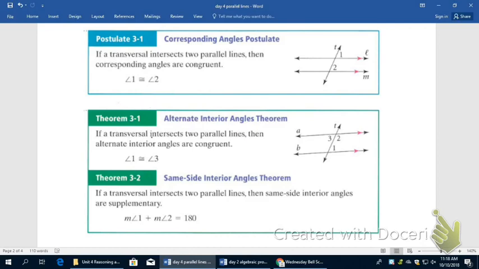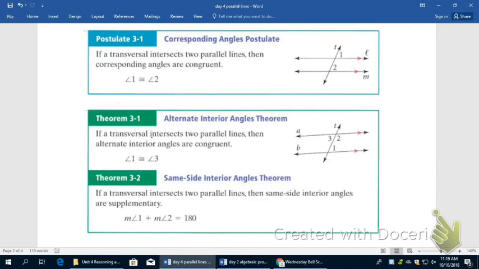Moving on to alternate interior angles, all interior angles will be between the two parallel lines. So 1, 2, 3, and even this angle right here would be interior angles. Now, the pairs of alternate interior angles will always be on different sides of the transversal. So 1 and 3 are on different sides of the transversal. They're alternate interior angles. That makes them congruent.